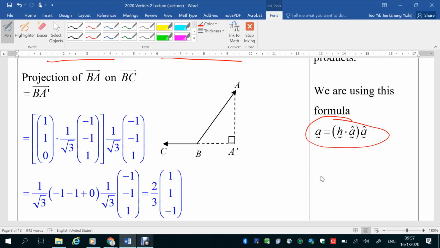Okay, so other than knowing how to find it numerically, please also understand how it looks diagrammatically. Your projection of BA onto BC is actually BA prime. It's important that you know that it is BA prime.